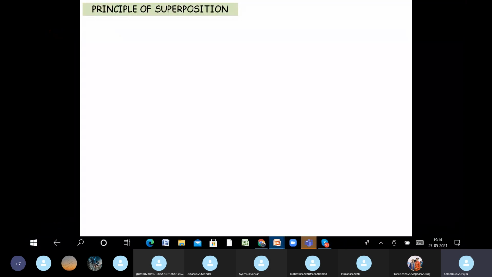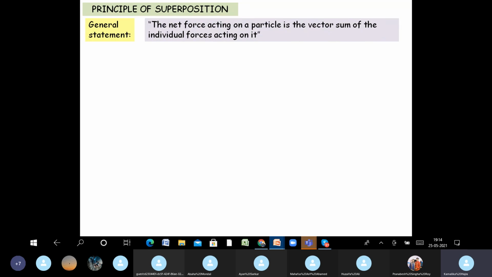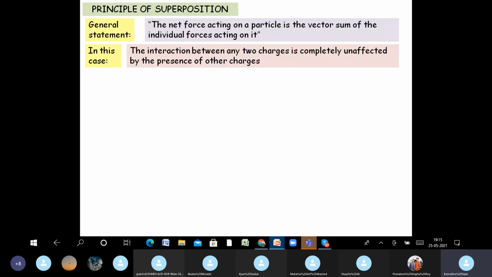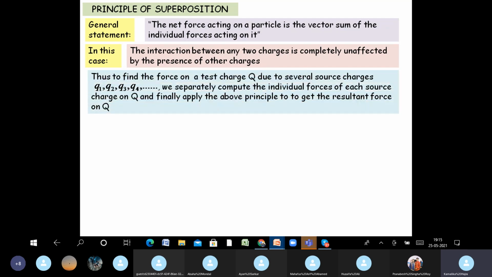So the principle of superposition basically says, generally for any kind of force, that the net force acting on a particle is the vector sum of the individual forces acting on it. And in the case of electrostatics, where we are dealing with charges, we can reframe the principle of superposition in this manner. The interaction between two charges is completely unaffected by the presence of other charges, so that we can perform the vector addition.